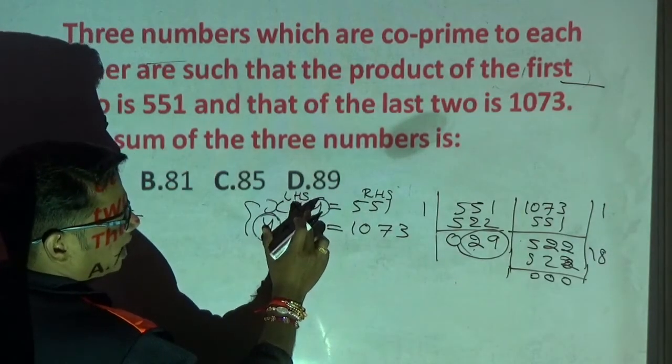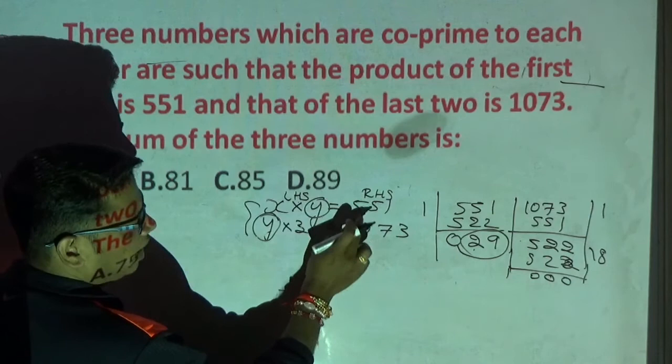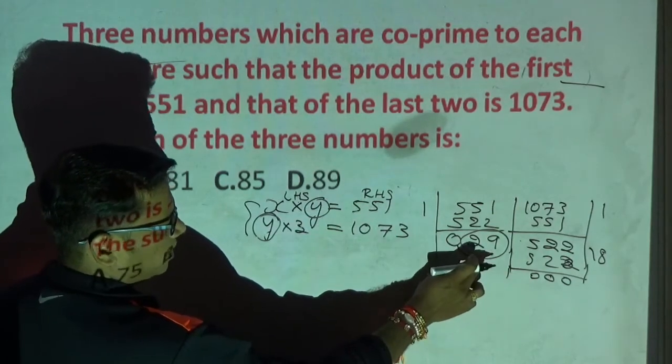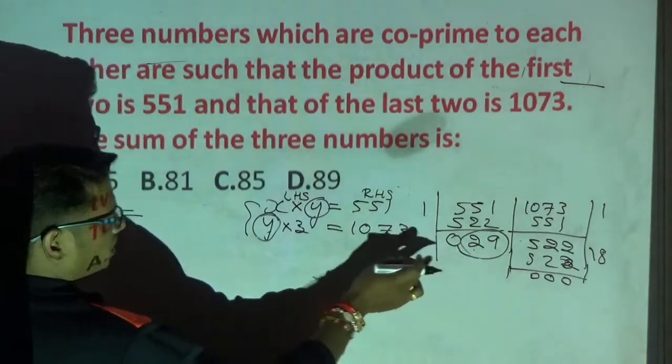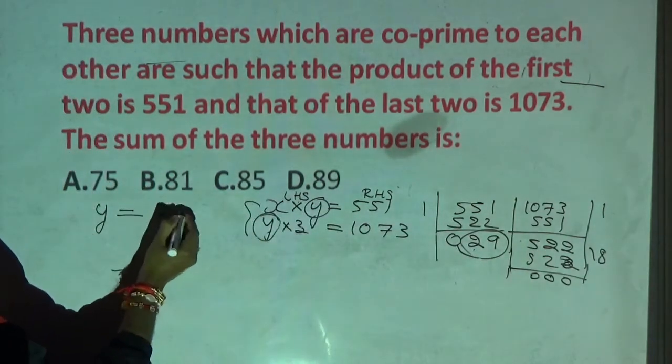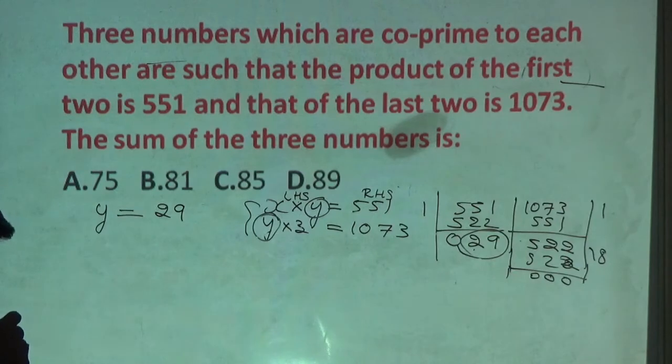Why is it common? Here for these two, what am I taking common? 29 I am taking common. Taking common is nothing but HCF, right? So HCF. Therefore, Y is nothing but 29. What is your Y? Y is 29.